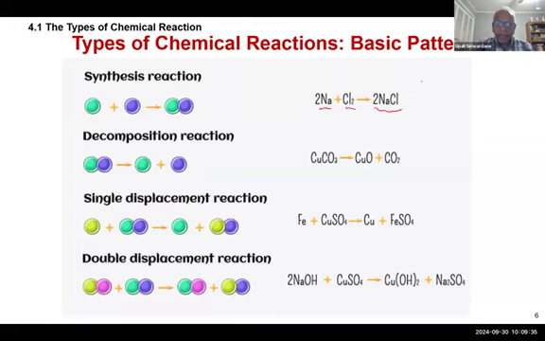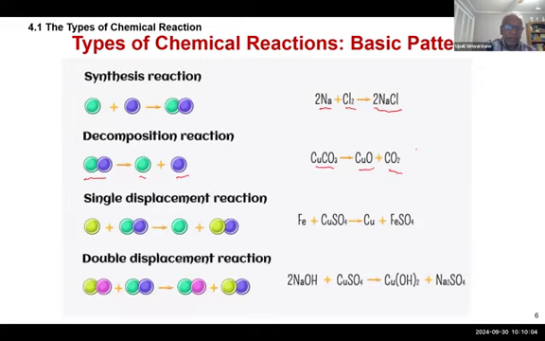Sodium chloride is formed. This is a synthesis reaction. It's also called a formation reaction. Decomposition is when a complex compound breaks into simpler substances. Copper carbonate is more complex than copper oxide and carbon dioxide. Therefore, this is a decomposition reaction.